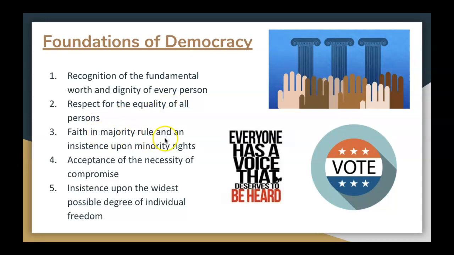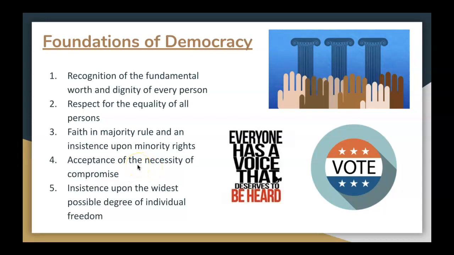Number 3, faith in majority rule and an insistence upon minority rights. What this means is that for any decisions that are made in a democracy, whoever has more votes in a popular opinion shall rule on that particular measure. However, those people whose opinions weren't chosen should still have their opinions respected in a big way, where they are treated fairly.